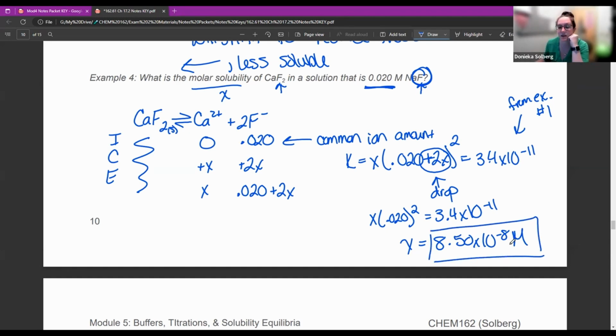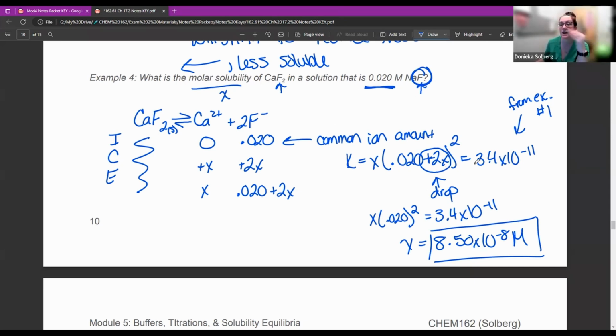Now, see what I mean by it being so small, 8.5 times 10 to the negative 8th. That's a very, very tiny number, just not very soluble. And so if I were to plug that back in, it's actually not going to change the K value at all. It doesn't affect the concentration because I started with 0.020, which is a lot more than this value. Okay, so like I said, solver is fine, or you can drop anything that is plus X or minus X essentially.